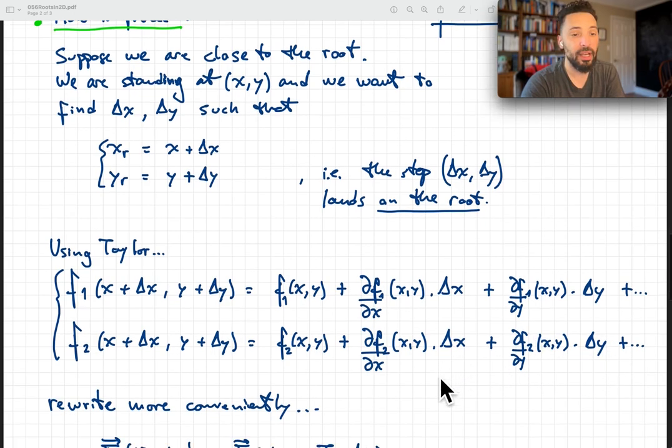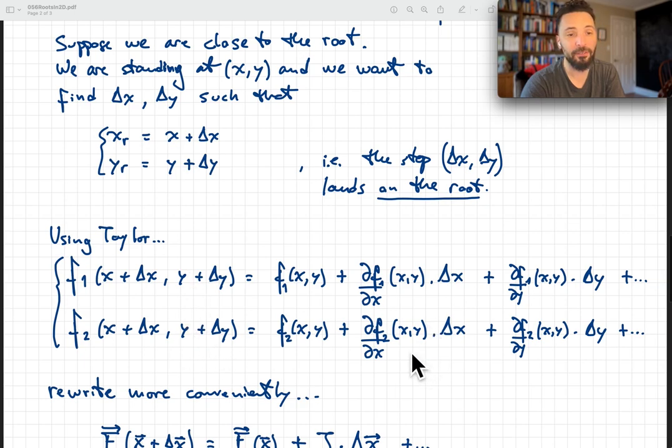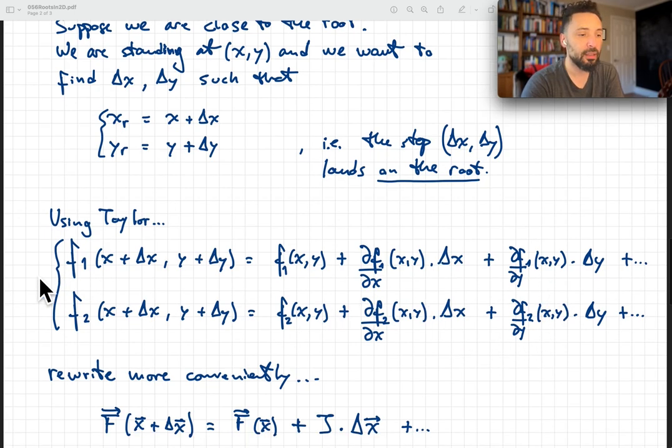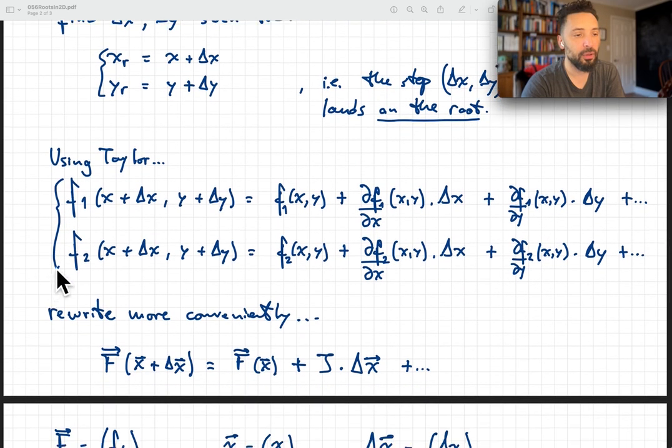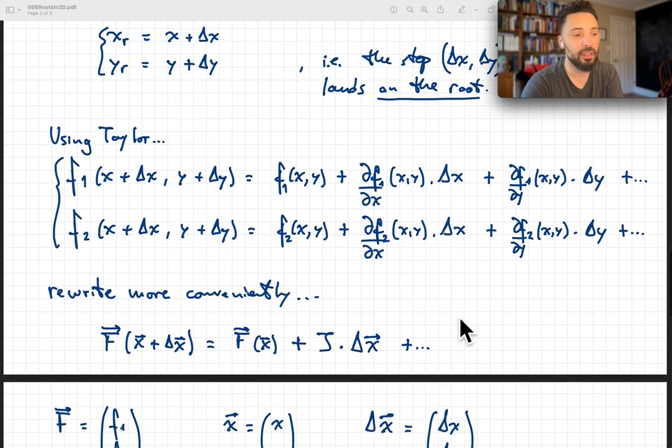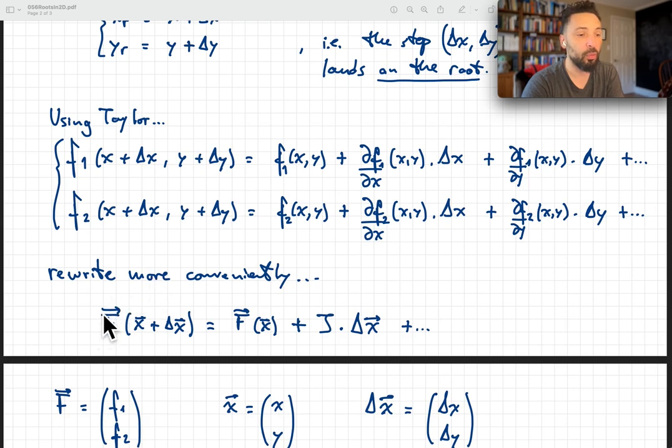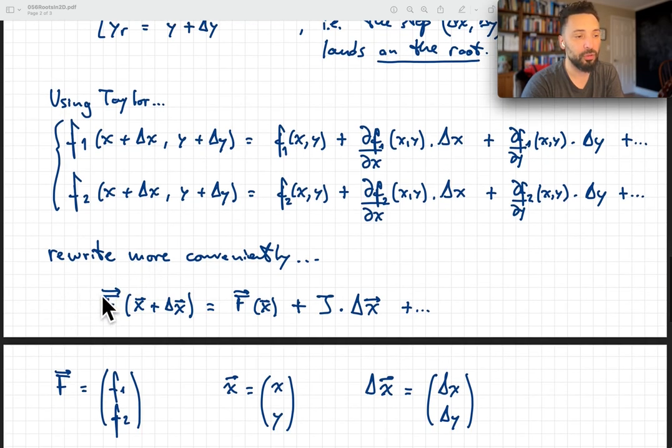So now notice that we have these two equations, but we have four derivatives involved: f1 with respect to x and y, and then f2 with respect to x and y. That'll become important very soon. So we can rewrite these two kind of messy equations much more conveniently. And to do that, we will define some notation here.